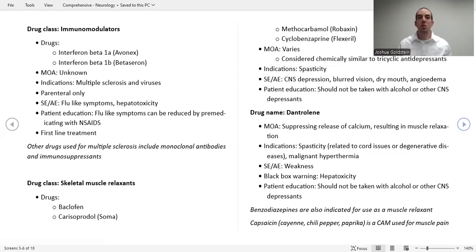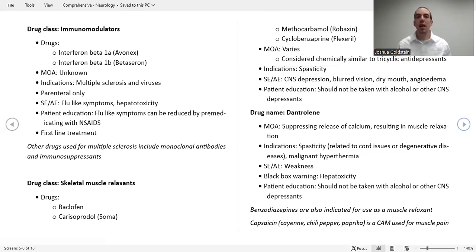There's a lot more to discuss with multiple sclerosis. Sometimes we use monoclonal antibodies. Sometimes we use immunosuppressants. There's also different types of multiple sclerosis, relapsing, remitting, et cetera, that are beyond the scope of this lecture. Next, we move on from the degenerative diseases to the muscle relaxants.